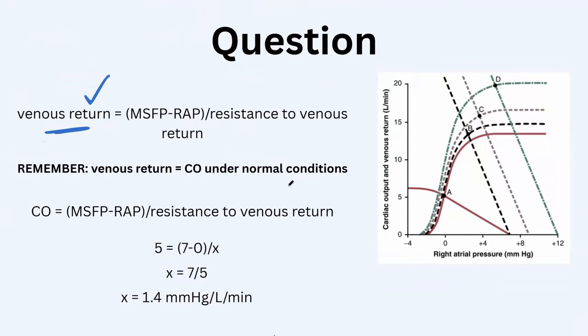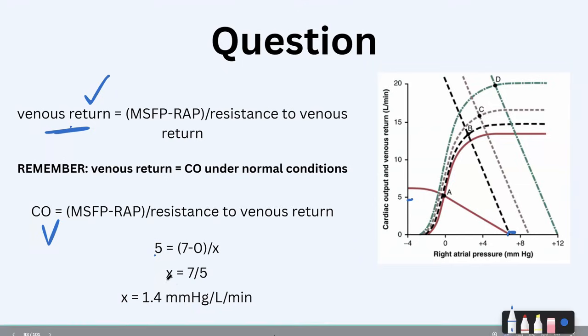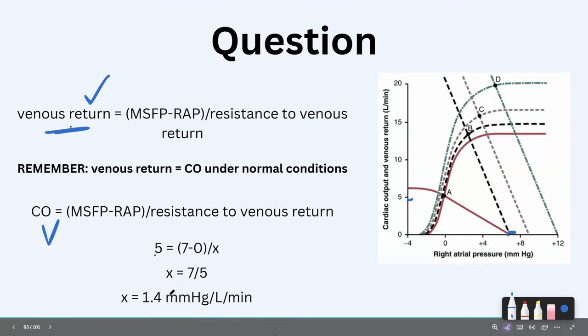And also in normal conditions, venous return equals cardiac output. So that means you can replace venous return with cardiac output over here. So again, cardiac output equals MSFP minus RAP divided by resistance to venous return. In this normal condition, we have cardiac output as 5, so we put 5 there. We have MSFP as 7, so we put 7 there. Right atrial pressure is 0, so you substitute 0. Play around with the numbers, and you get x equal to 7 over 5, which is 1.5 millimeter mercury per liter per minute.